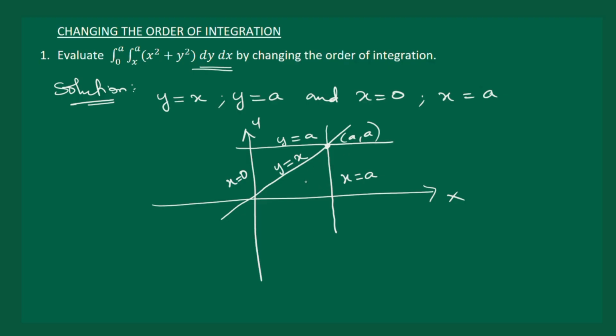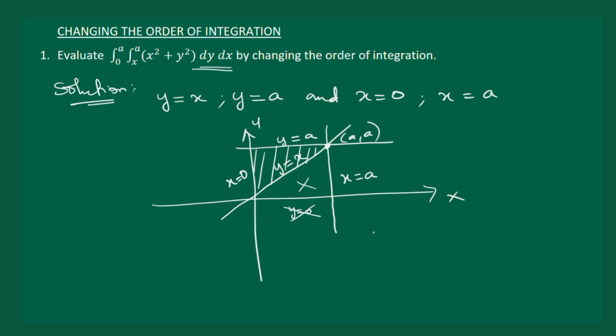Clear? And which is the region we have to shade, the region of integration for this given problem? This is the region bounded by all these equations, that is from x equals 0 to x equals a, and from y equals x to y equals a. This region you should not consider because y equals 0 is not given in the question. Like this we have to identify the region of integration.